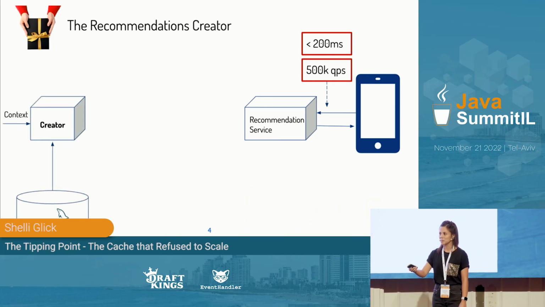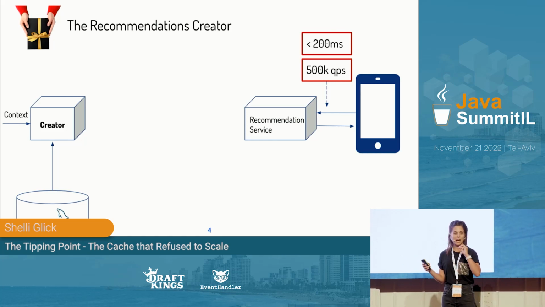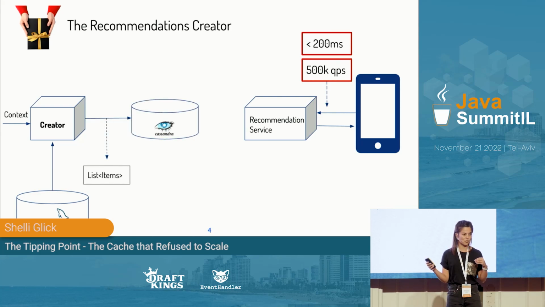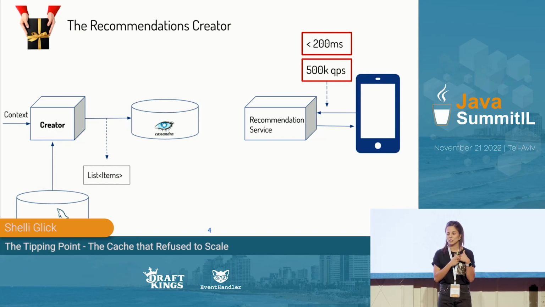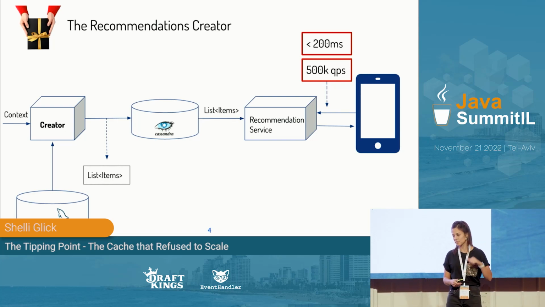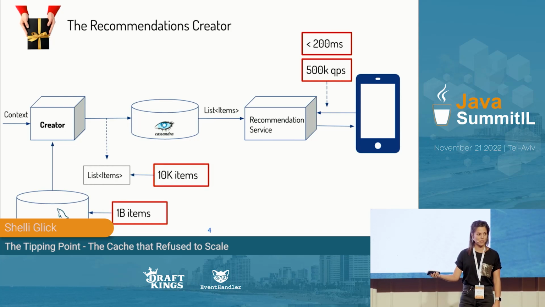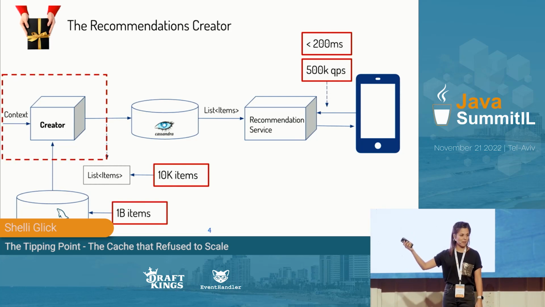And that's where the Creator comes in. Creator is a service running in the background, going through our entire inventory, and for every context, selects the top items, and then stores them as a list to Cassandra. So basically, when we get a request to our servers, instead of having to go through our entire inventory of items, we can just go through that list that the Creator prepared for us in advance, right? Basically, the Creator reduces the problem from 1 billion items to only 10,000. And what we're going to talk about today is how we made Creator run faster.